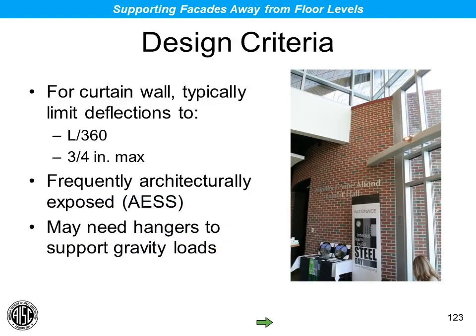Some quick comments on this before we wrap up. For curtain walls, we typically limit the out-of-plane deflection to the span over 360 or 3/4 of an inch maximum. There may be reasons why you need to do something less than that in these cases. And frequently, whatever steel elements you provide to laterally support the curtain wall, as you see here, are architecturally exposed structural steel, so you may need a higher level of finish on these elements. You may also need some hangers to support them for gravity load to try to keep their bulk in the vertical direction to a minimum. So you might need some sag rods or some hangers to support those.